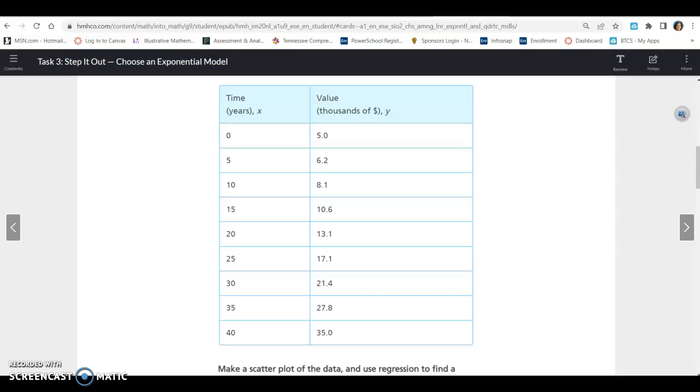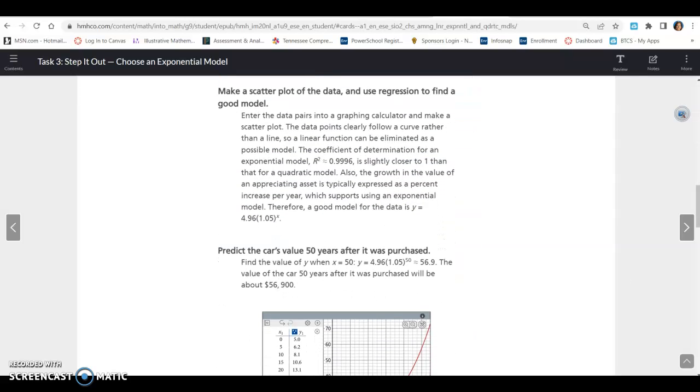All right, so this has time in years. That's our X. And value is in thousands of dollars, and that's our Y. So those are our ordered pairs from our table. So it says make a scatter plot of the data and use regression to find a good model.